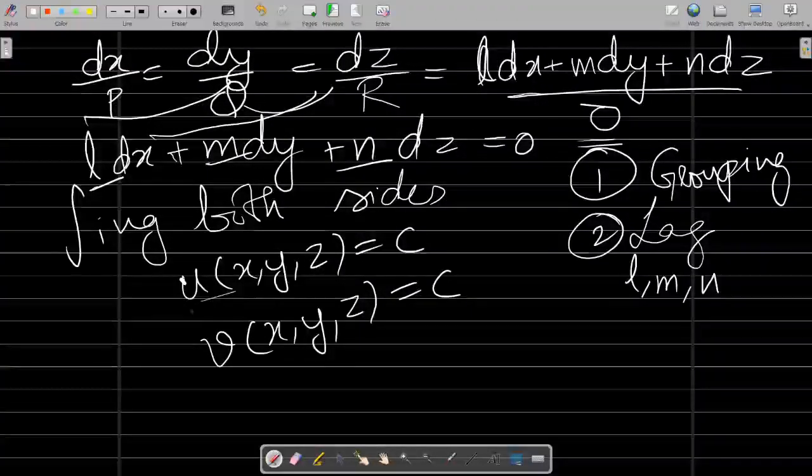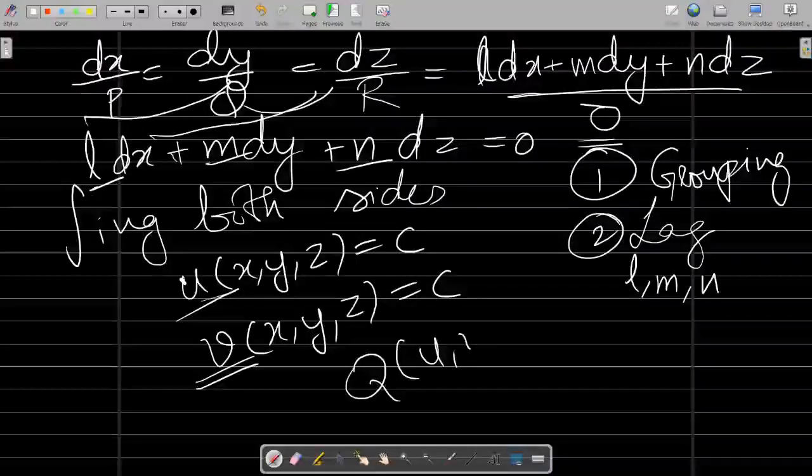Now, if you have found these two solutions, u and v, then you have to write the final solution in this form: phi of u, v equal to 0. This is the final solution.